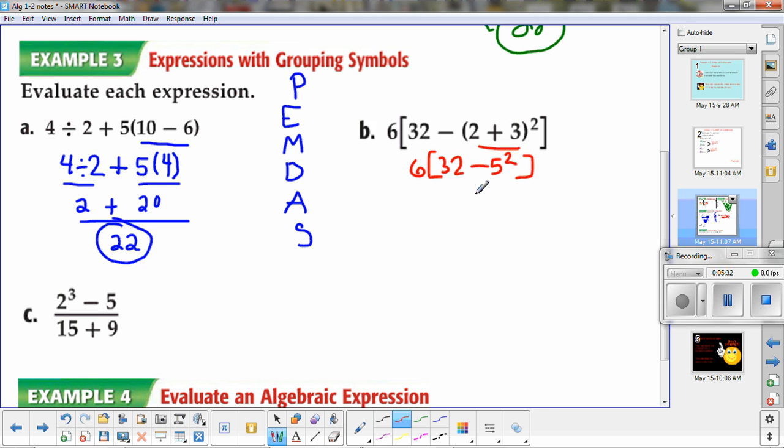I'm still working within the grouping symbol here. Next up would be exponents. 5 squared means 5 times 5, which is 25. Rewrite everything else.